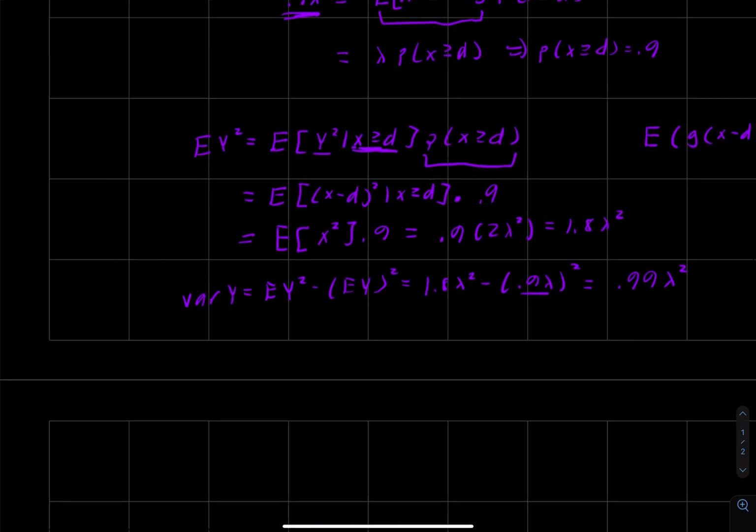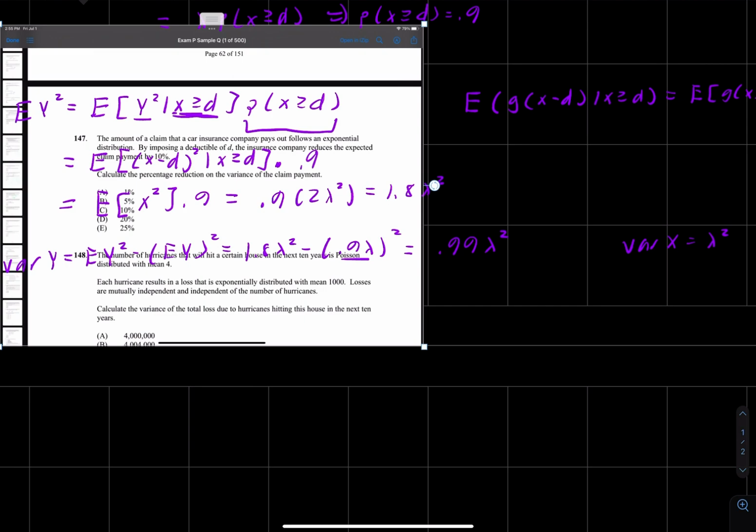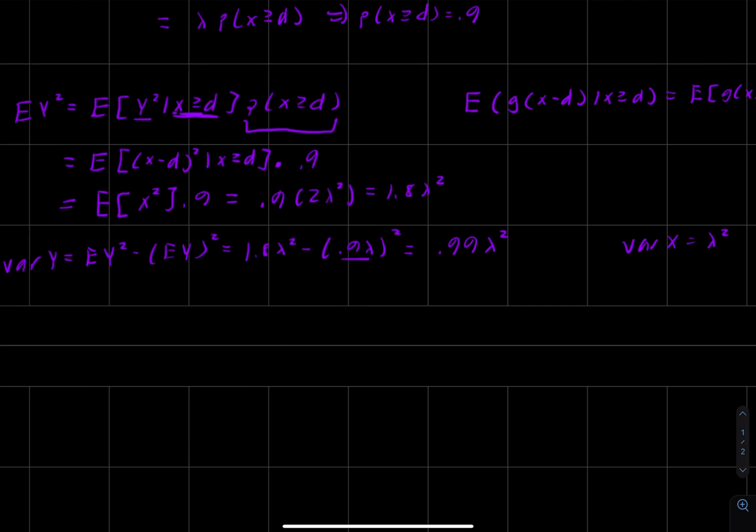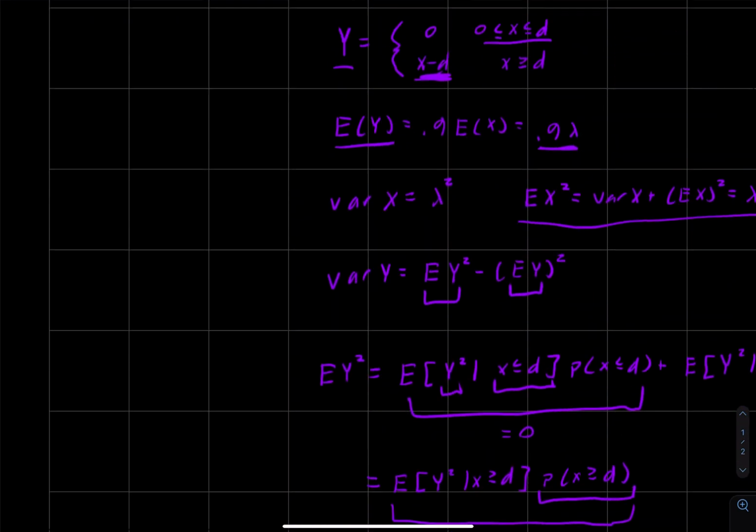And so then we can think about it. If the variance of X is equal to lambda squared, and the variance of Y is equal to 0.99 lambda squared, well, then we have a reduction in variance of 1%. A 1% reduction in variance.